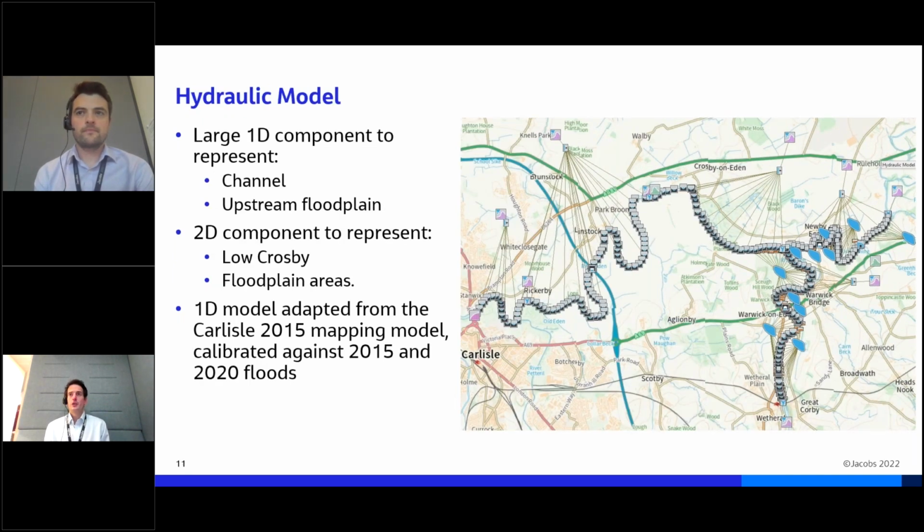To understand the hydraulics in this area and the flood risk, we've used a linked 1D, 2D hydraulic model. So the 1D component represents the channel, the key control structures and the hydrology, with the 2D component representing the town of Low Crosby and ultimately the floodplain areas where we're reconnecting that floodplain. This model's got a long heritage, so it starts off as the 2015 Carlisle flood mapping model and has ultimately been calibrated against a number of recent flood events.